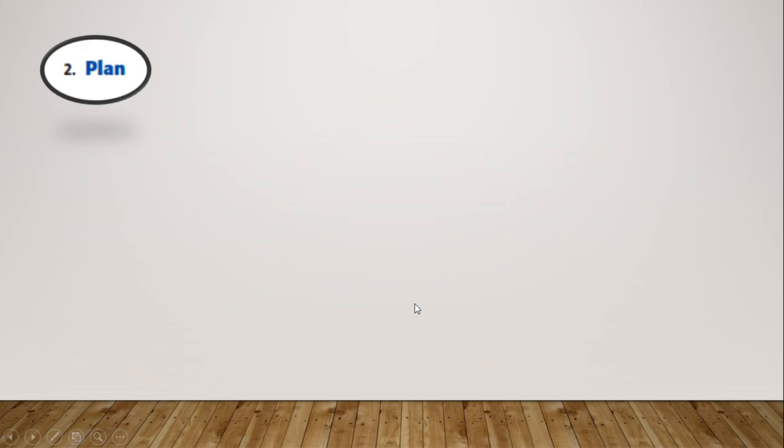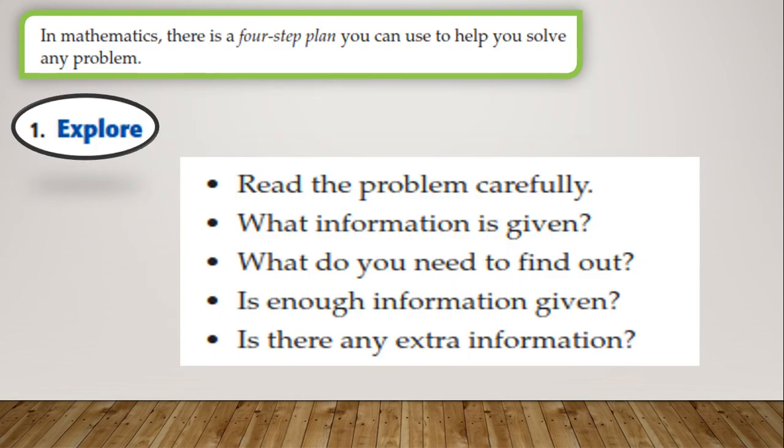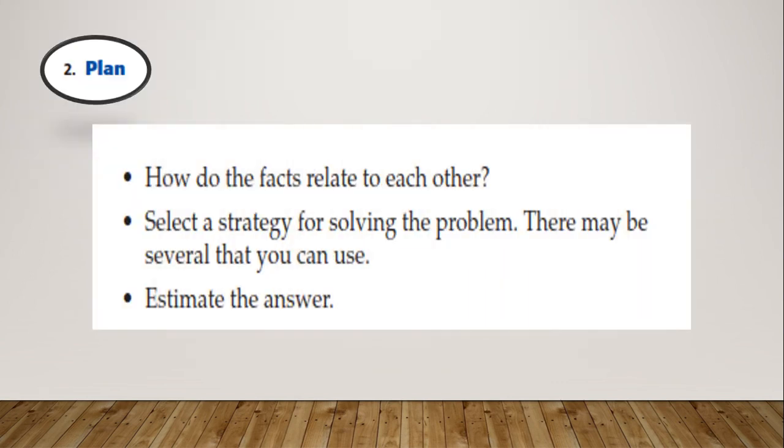Now let's see the second step. The second step is plan. Okay, what are we going to do in this step? You need to know how the facts relate to each other. Select a strategy for solving the problem. There may be several that you can use. And you need to estimate the answer. So until now we have 2 steps. The first one, explore. The second step, plan.